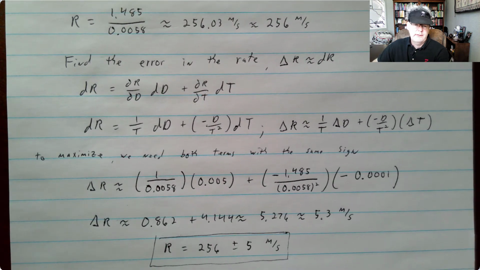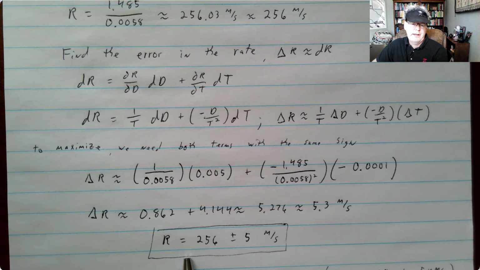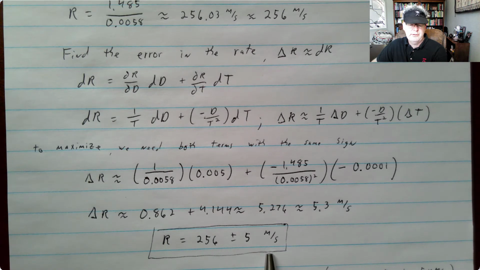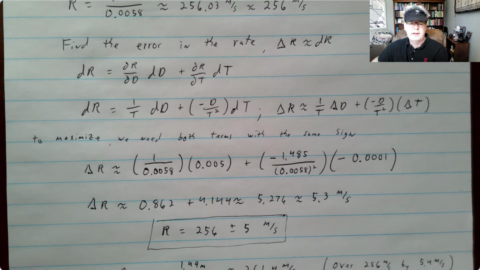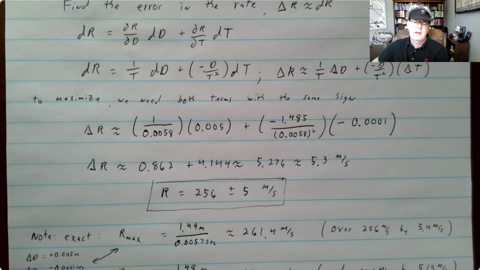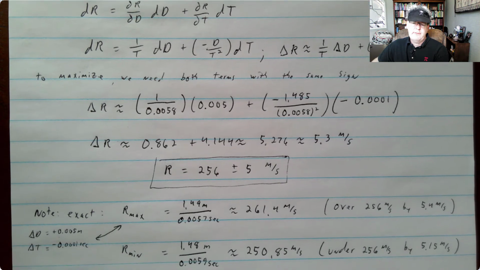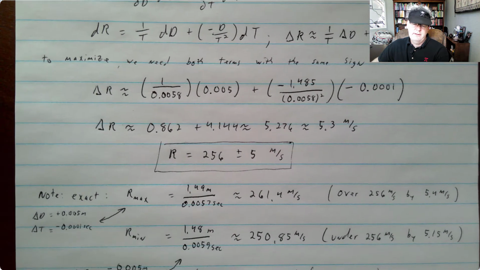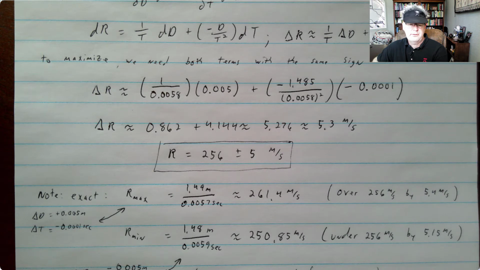And plugging in the values, we get about 0.86 plus 0.14, so about 5.3 meters per second. Or we could round it, maybe 5. So we'd say the rate is 256 plus or minus 5 meters per second. So it's a pretty decent error. And if I want to compare it to the exact, using differentials is kind of the best way to go, but just to see how differentials kind of work.